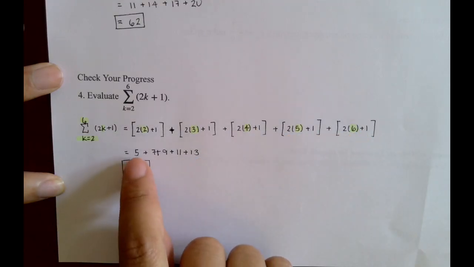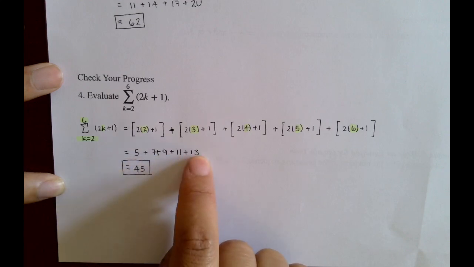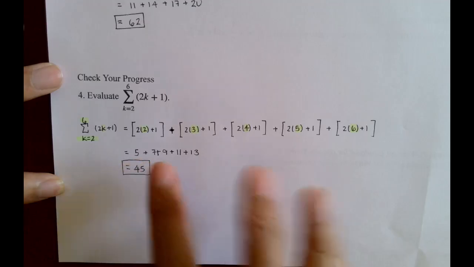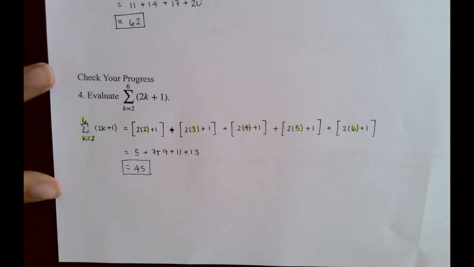Note how 5, 7, 9, 11, 13, it's a difference of 2. That's why here it's 2k. Add them all up, 5, 7, 9, 11, 13, and the total will be 45.